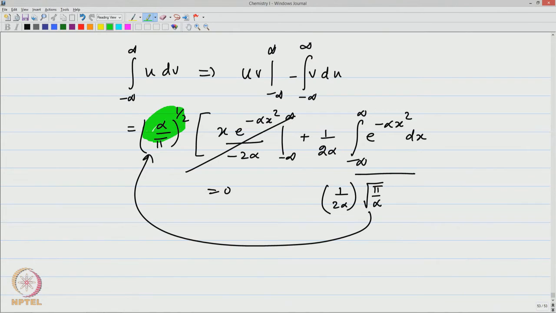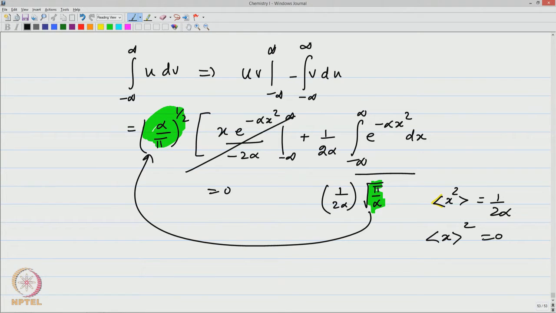The square root of pi by alpha and the square root of alpha by pi both cancel each other, and so what is left over is only 1 by 2 alpha. So, the average value of x squared is 1 by 2 alpha. The average value of x, whole squared, is 0.